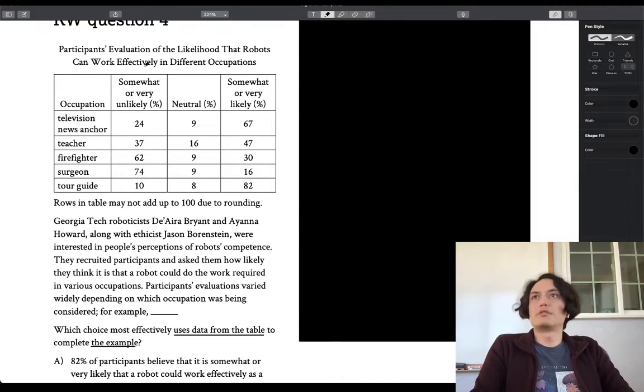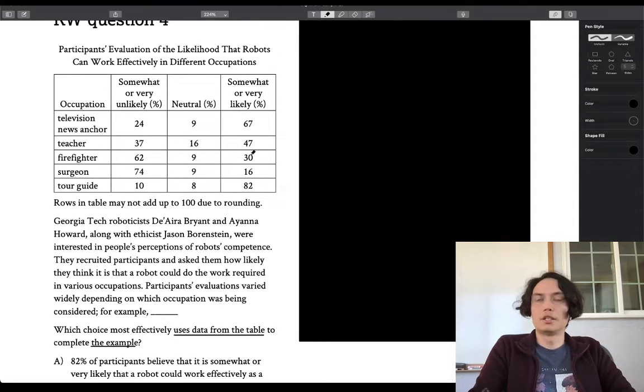All right, participants' evaluation of the likelihood that robots can work effectively in different occupations. So participants are trying to figure out how likely it is that robots can do a good job in different types of jobs, like television news anchor, teacher, firefighter, etc. These are a bunch of jobs, and these are somewhat or very unlikely. This is like can't do the job. People are like, oh, robots would be bad television news anchors. These people are like, I don't know. And these are like, oh, robots would be great television news anchors.